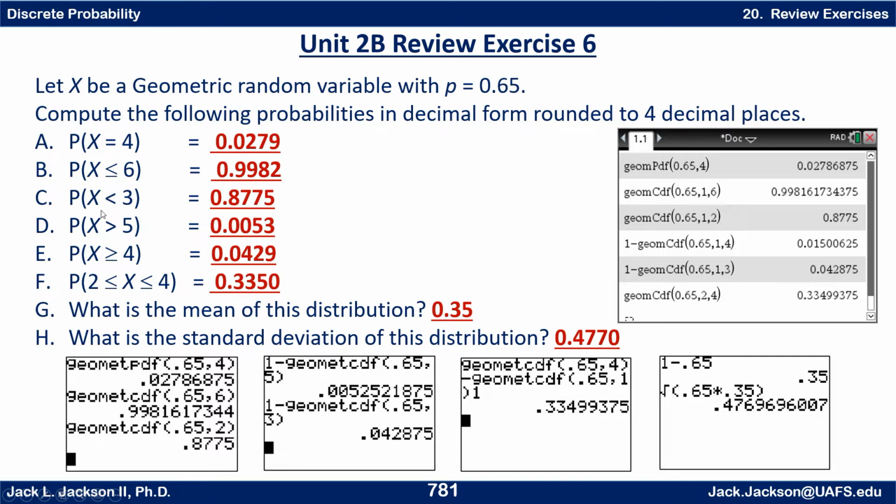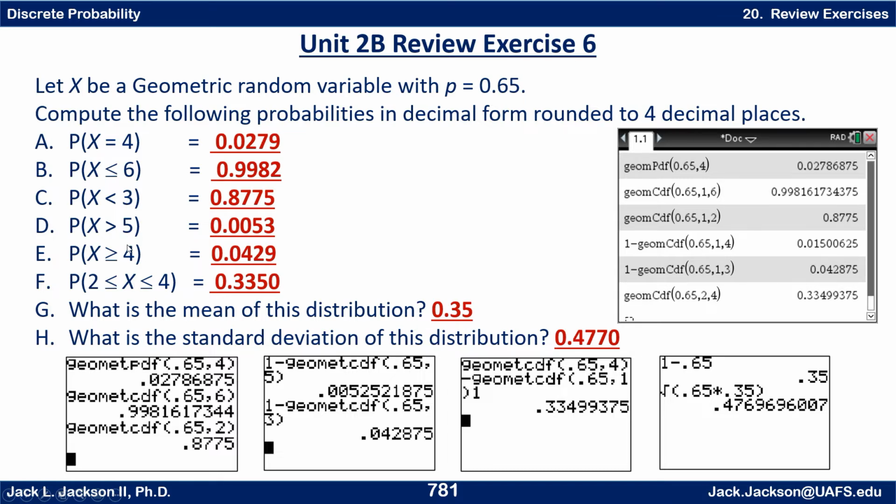Now, on part C, we want the probability that x is less than 3. Remember that for a geometric random variable, the only values of x that actually have any probability are natural numbers, 1, 2, 3, 4, 5, and so on. So less than 3 really means less than or equal to 2. So that's just a geometric CDF 0.65, comma 2. Notice those less than or equal to are left probabilities, which is what a CDF computes.